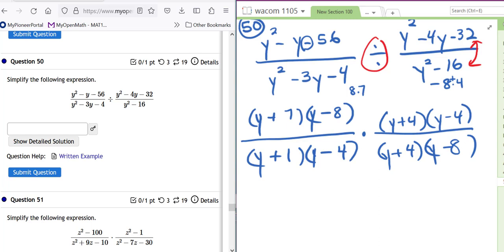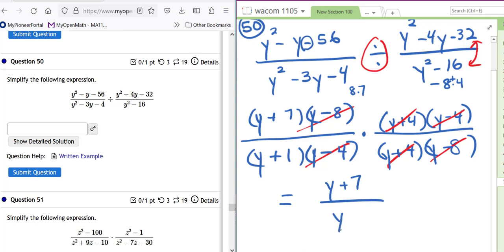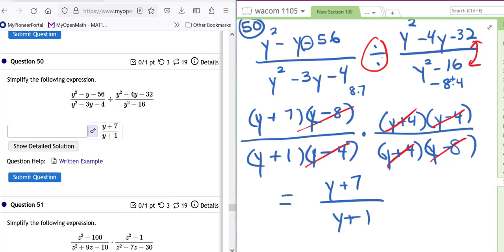So you can go on your diagonals if you get anything that matches. So these two match. You can try this diagonal. The y minus 4 matches. You're also allowed to go straight up and down. Now these don't, but these do. All right, then you put it back together, and the final answer is y plus 7 over y plus 1. Notice we did change from division to multiplication by flipping this second one over. And then that's how you would do a multiplication. You factor and cancel. So that's our answer.